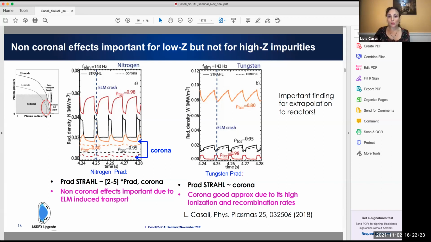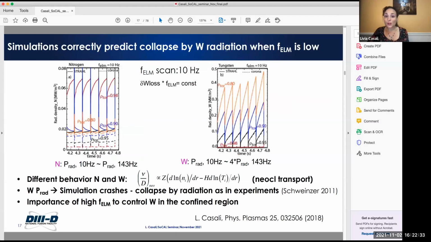Now, these time traces I'm showing here are done at an ELM frequency of 140 Hertz. Now, what we have done in the simulation is change the ELM frequency, keeping the ELM energy loss constant, and we put the frequency of the ELMs at 10 Hertz. What we found out was that the radiation of nitrogen wasn't really changing, whereas the radiation in the tungsten case was increasing by a factor of 4.